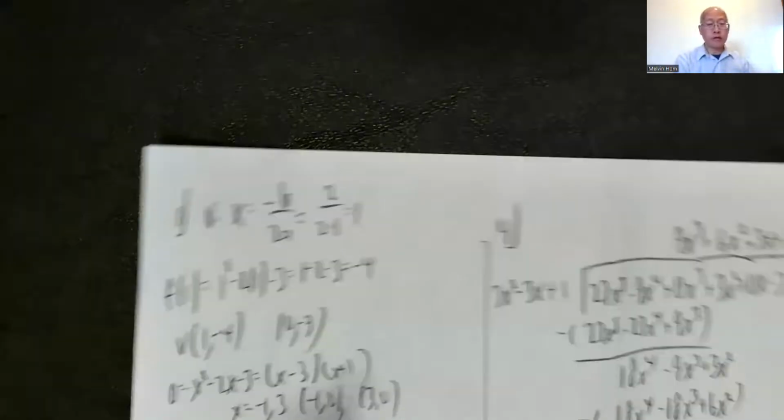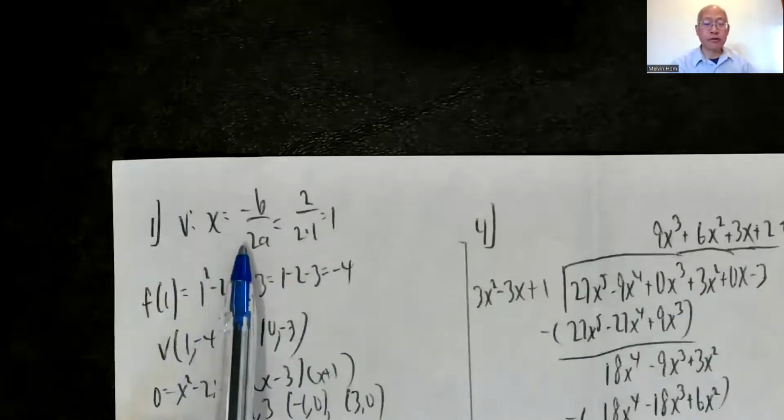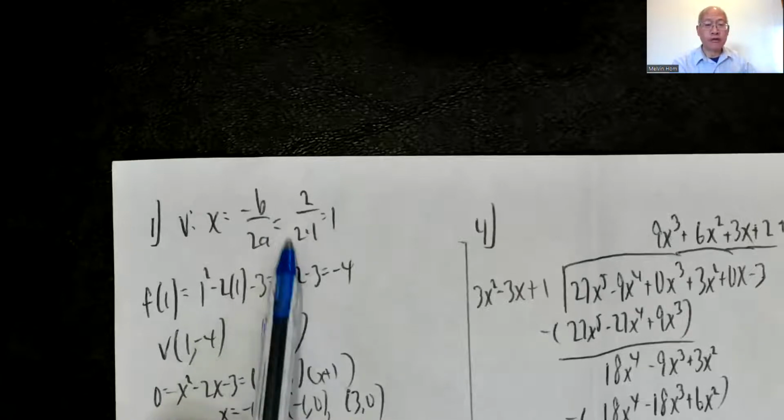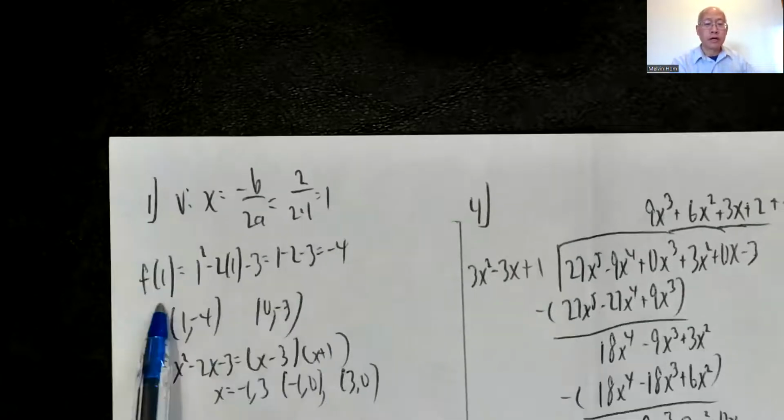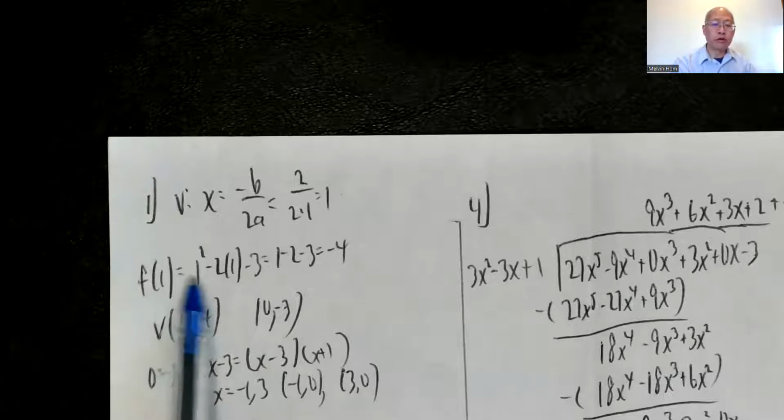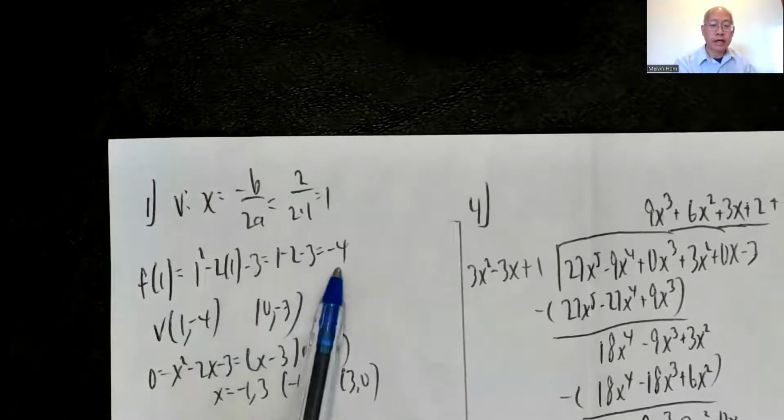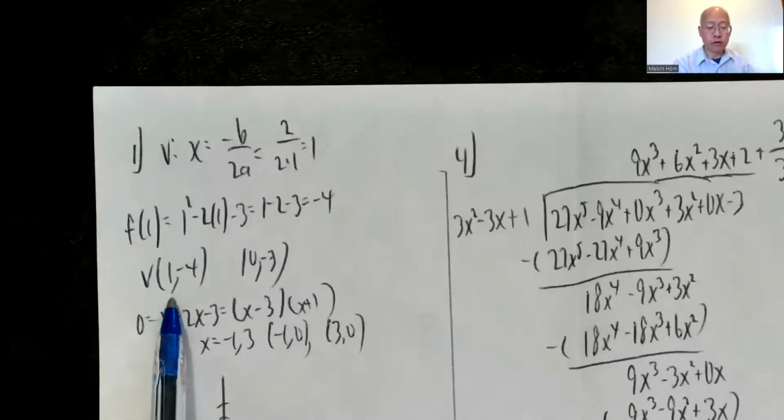Okay, number one, the vertex you can find at x equals negative b over 2a. That is 2 over 2 times 1, or 1. Then I plug in 1. 1 squared minus 2 times 1 minus 3 is negative 4. So the vertex is (1, -4).